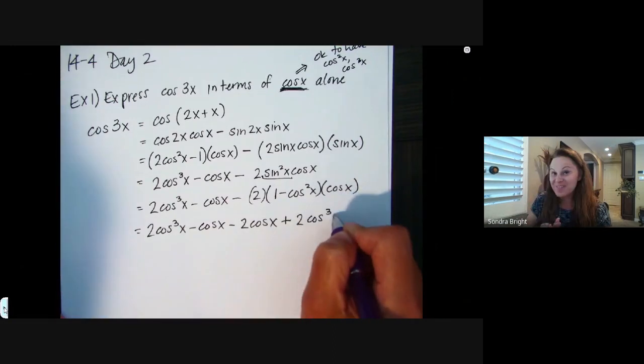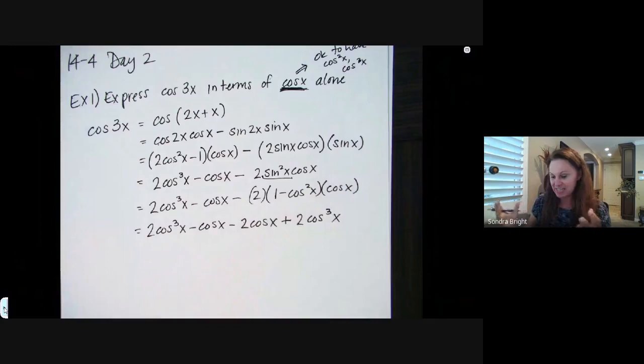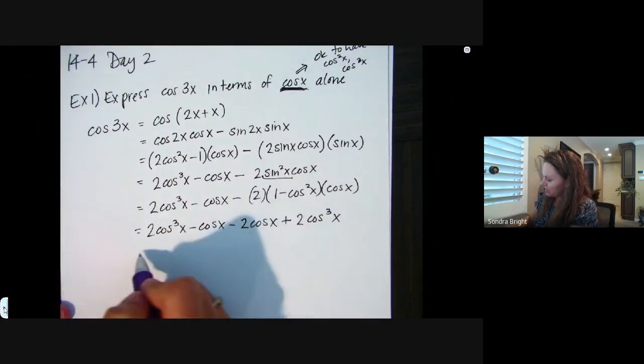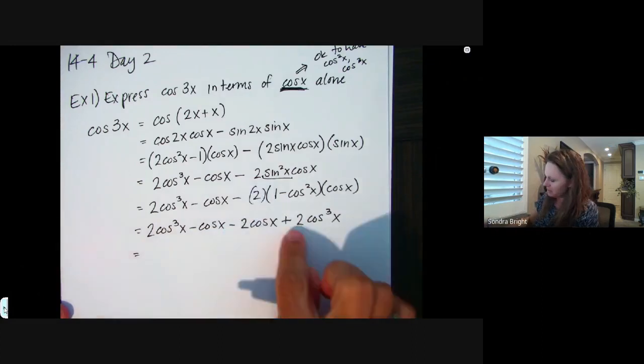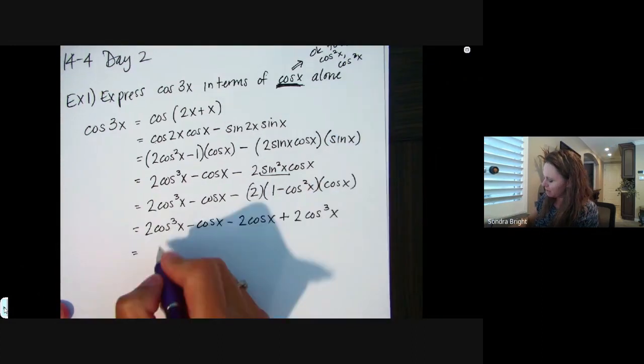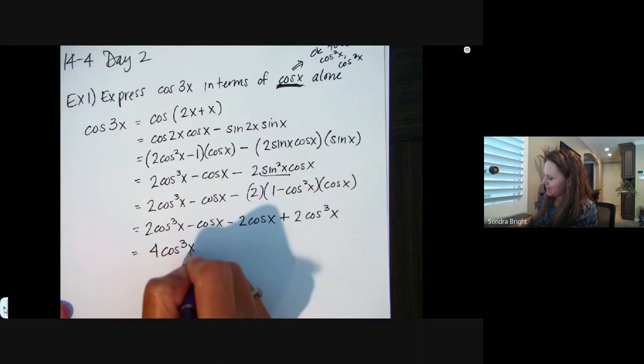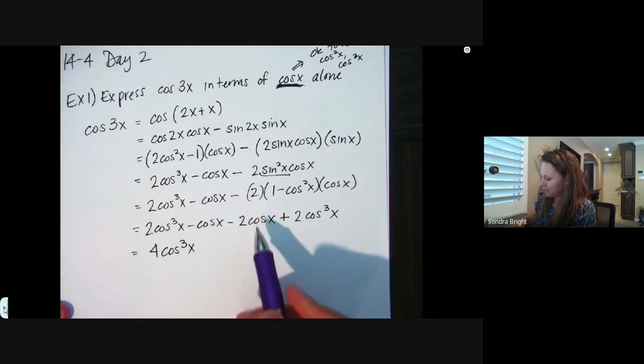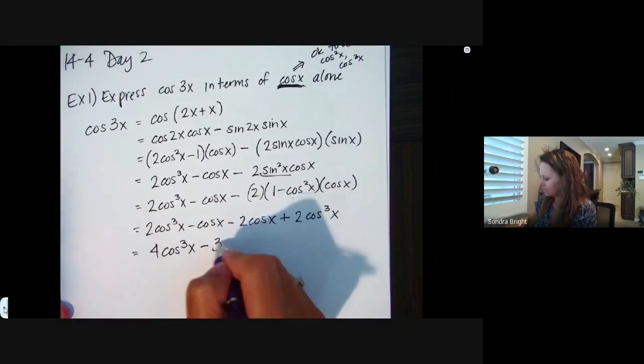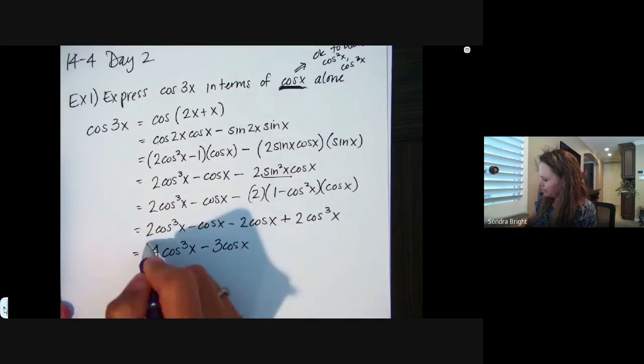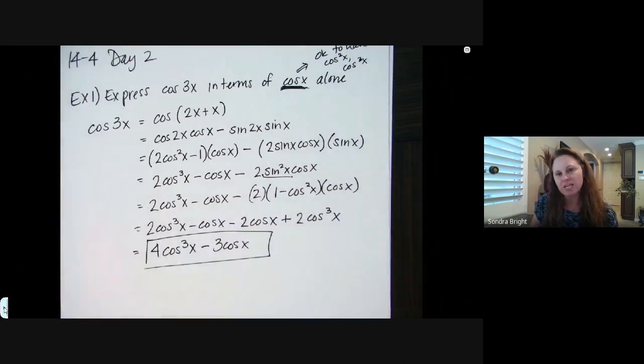Okay, so now everything is in terms of cosine of x. I just need to combine like terms and simplify this. 2 cosine cubed plus 2 cosine cubed gives me a 4 cosine cubed. And a minus cosine and a minus 2 cosine gives me a minus 3 cosine of x. There you go. Everything is in terms of cosine of x.